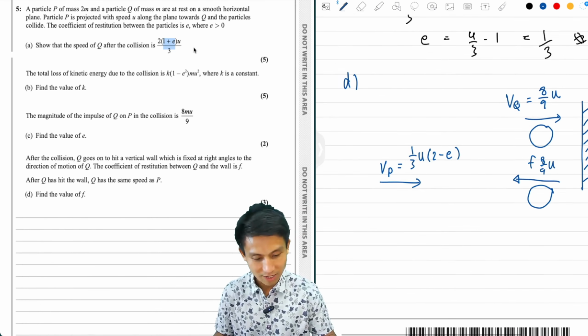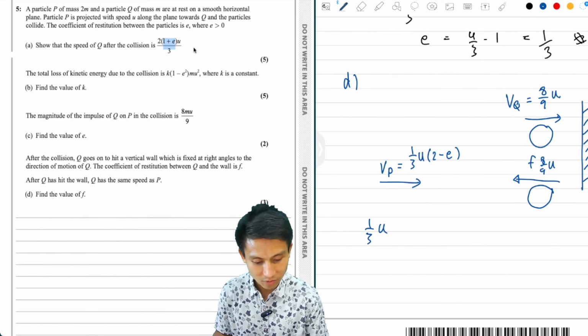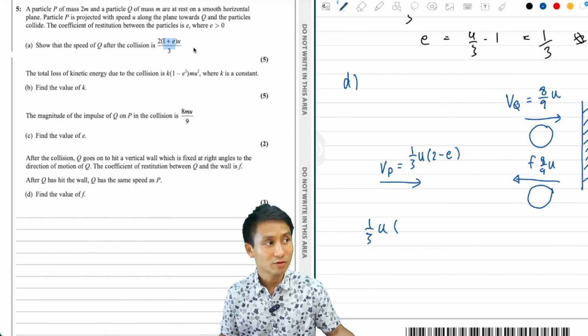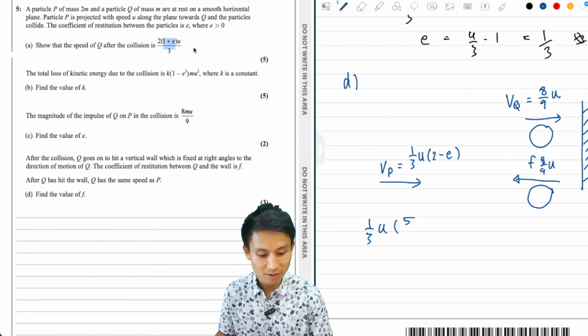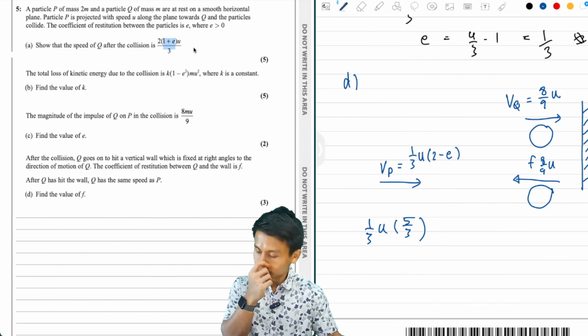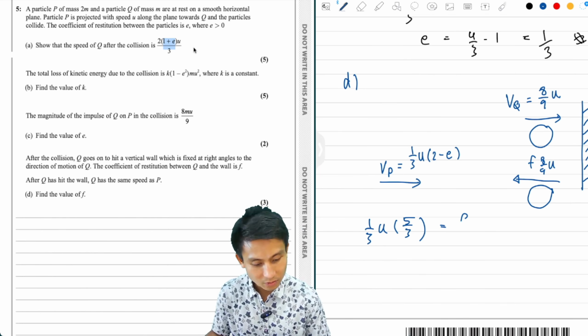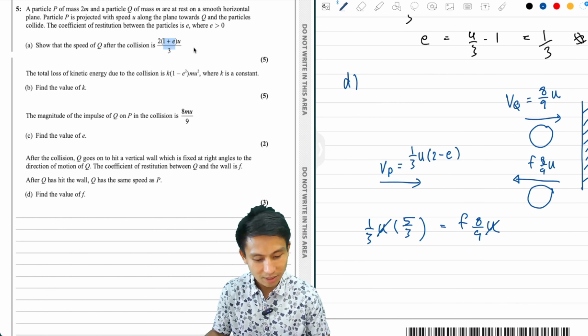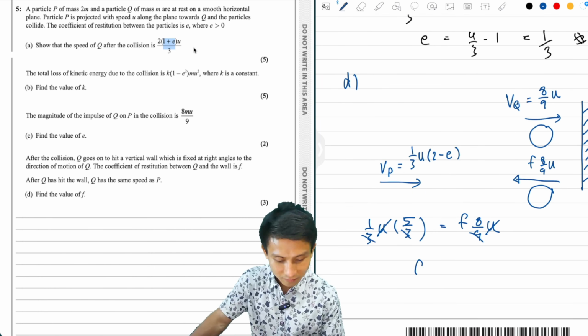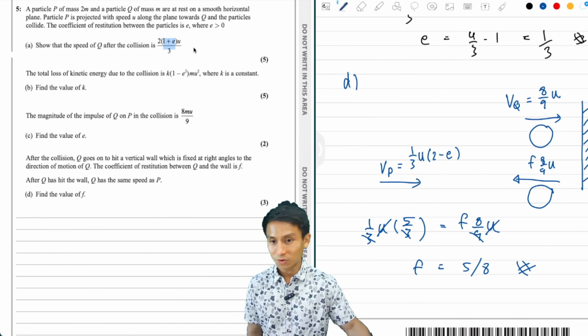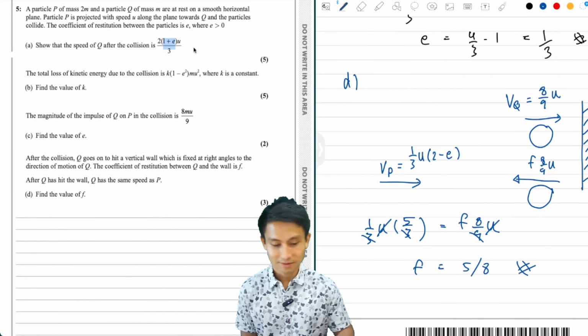So if you subtract that, you're gonna get 1 over 3 u. 2 minus 1 over 3 is gonna be 5 over 3, right? Yep. Equals f 8 over 9 u. U cancel. Yeah, and 2 of the 3's here cancel with the 9. So f is just 5 over 8. That's it. That's the value we want for part D.